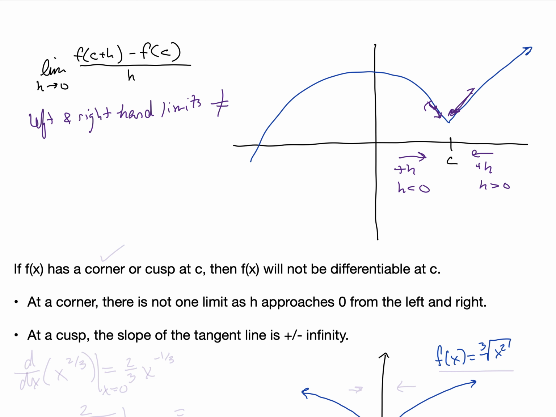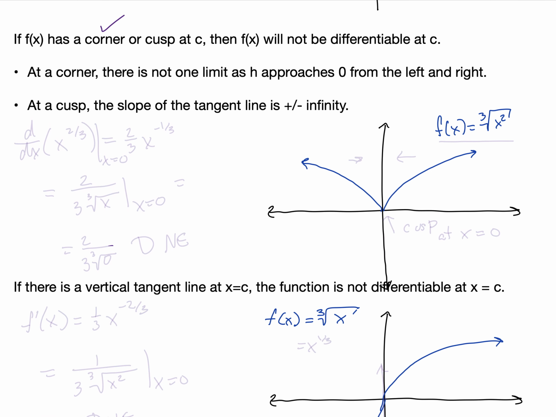Okay, so if f of x has a corner or a cusp at c, then f of x will not be differentiable at c. We've already talked about this situation. Now let's talk about when there's a cusp. At a corner, there is not one limit as h approaches 0 from the left and the right. At a cusp, like the one below, the slope of the tangent line will be positive or negative infinity. So the difference between a corner and a cusp takes place with a curve surrounding the point, whereas a corner is straight lines surrounding that point. So an example with a cusp would be f of x equals the cube root of x squared.